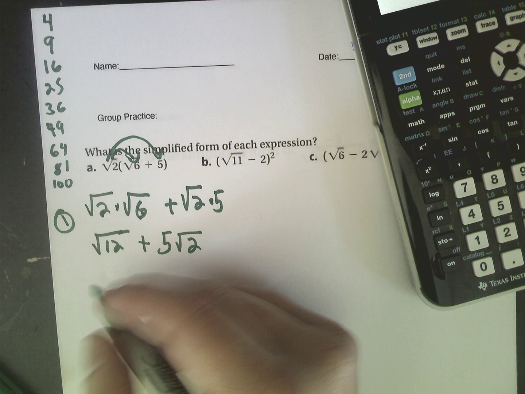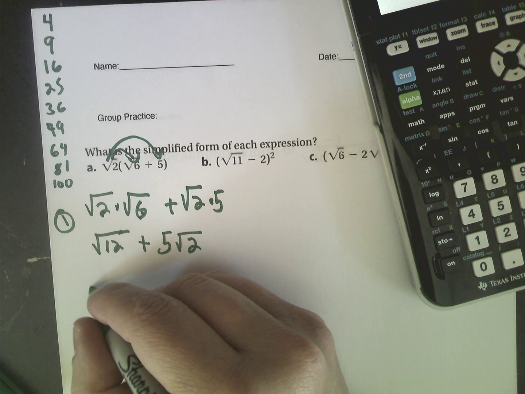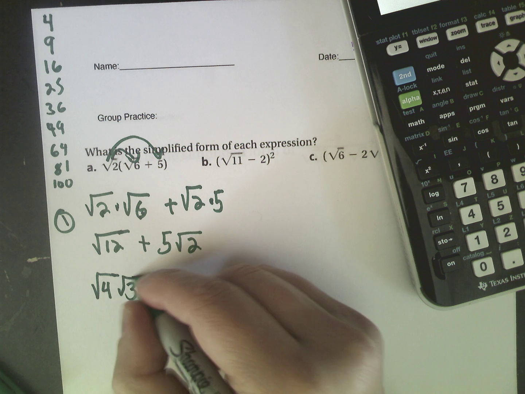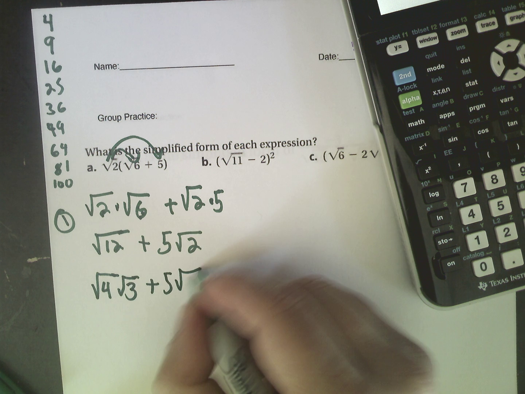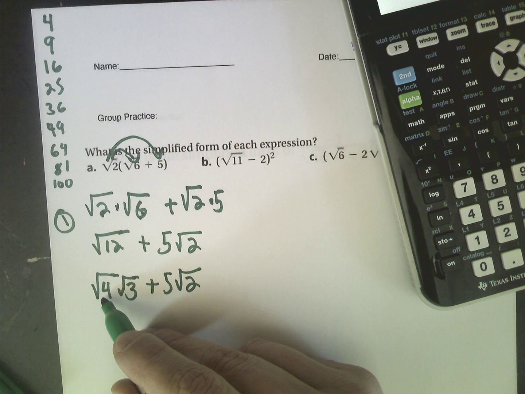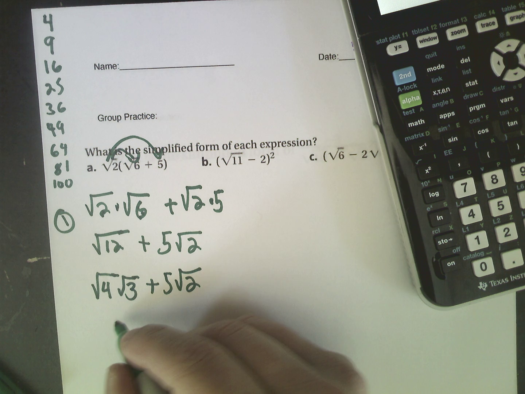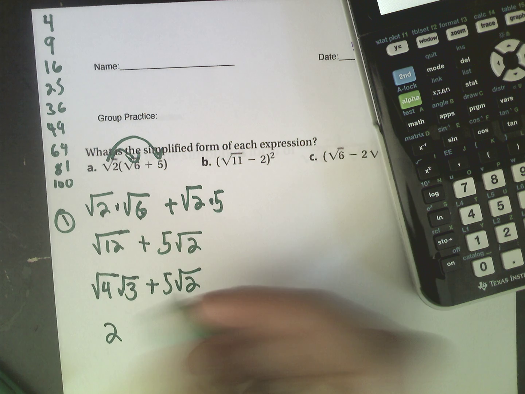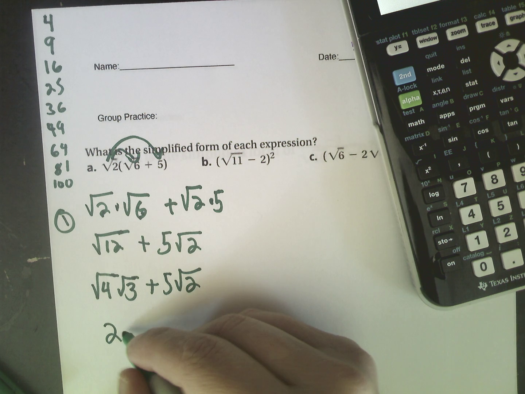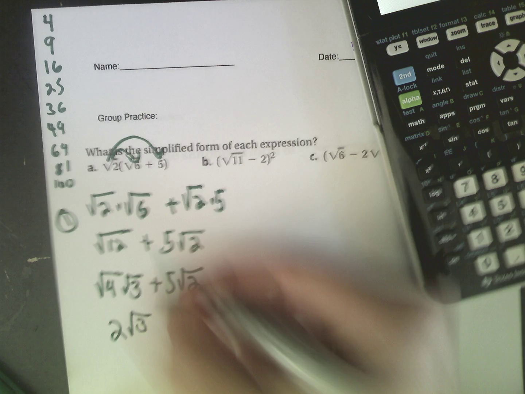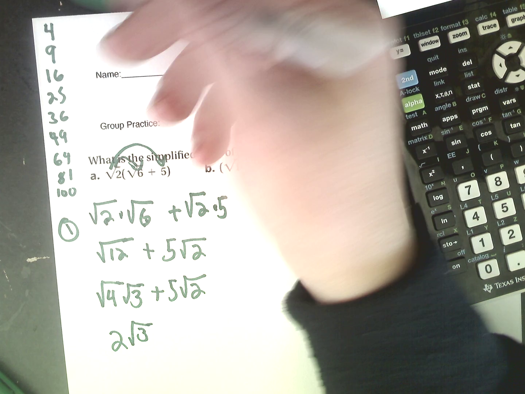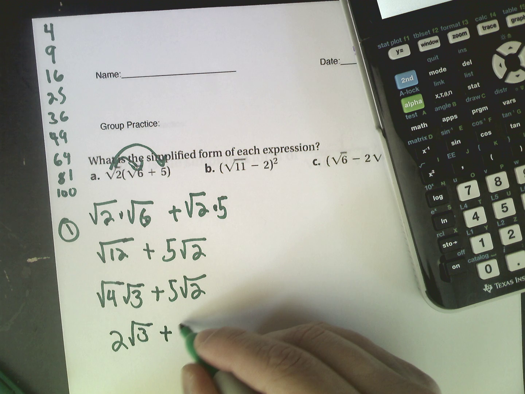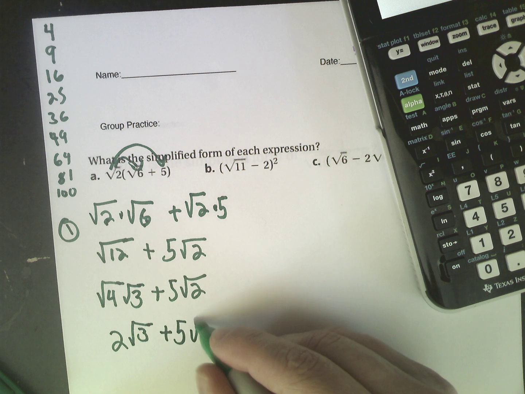So I can think about this. 12 is really square root of 4 times the square root of 3. Plus 5, square root of 2. Keep this here. Now, square root of 4 is just 2. Square root of 3, I can't do anything. It's smaller than 4. I can't put anything in there. Leave it be. Plus 5, square root of 2.